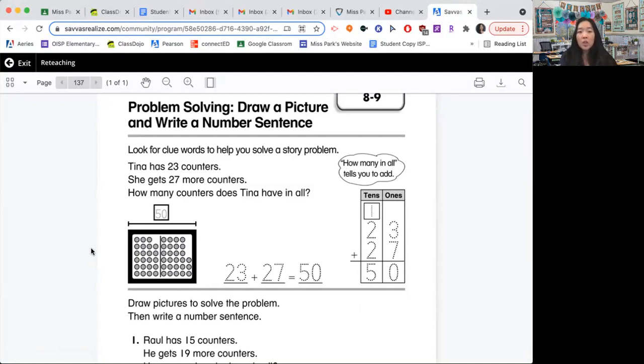So here the character is Tina. Tina has 23 counters. She gets 27 more counters. How many counters does Tina have in all? How many in all tells you that you need to add. So we're going to be adding 23 plus 27.